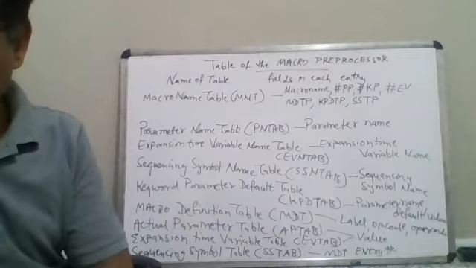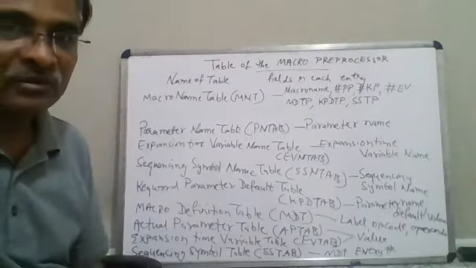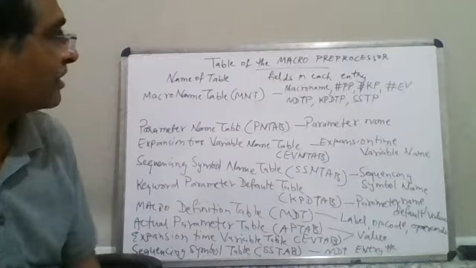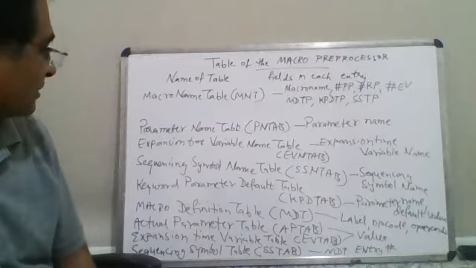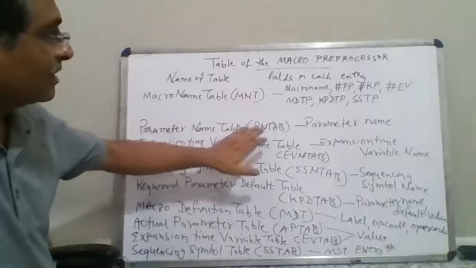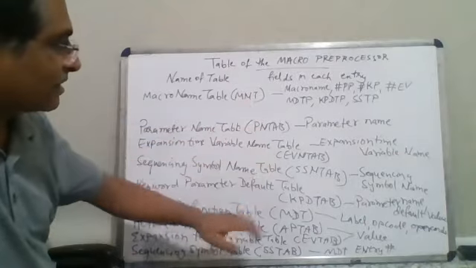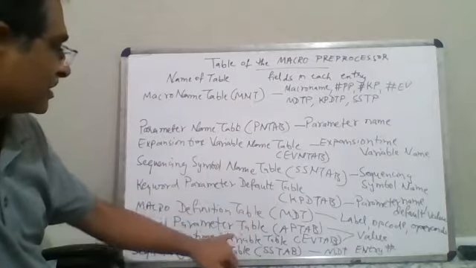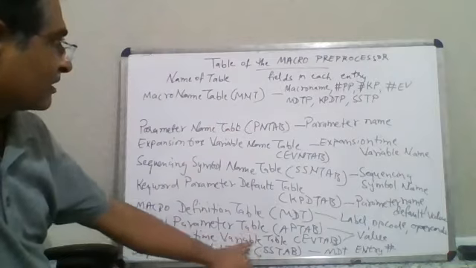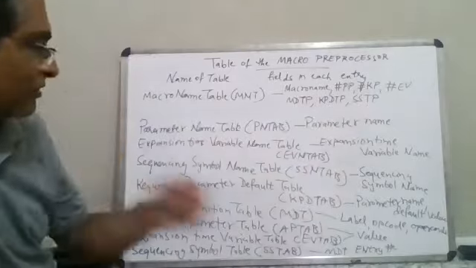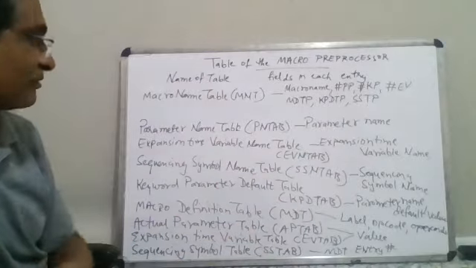And I will give you one example to populate the values inside this type of tables, right? With some hypothetical code. Okay, so just to revise, it is having some name tables. There are 4 name tables: MNT, PN tab, EVN tab, SSN tab. Then there are normal tables, keyword parameter default table. Then there is a macro definition table, actual parameter table. So these are all tables, right? And for these there will be some pointers: MDTP, KPDTP, and SSTP, which are going to point to the appropriate table entries, which is nothing but the indexing.